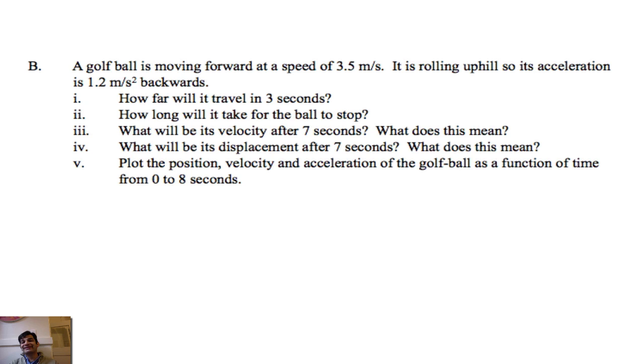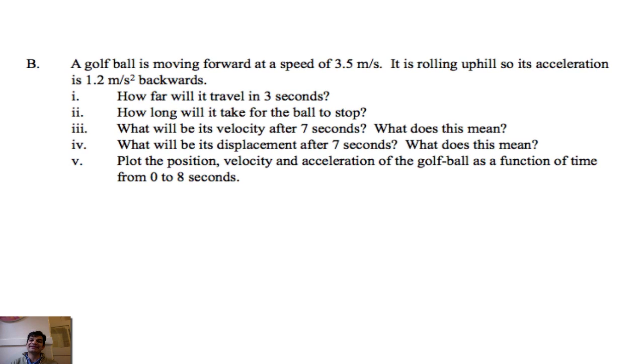So now we have letter B, which I made you all do in class. What I just realized is I want to have a calculator ready to go. So let me get that going, and then we'll jump in and do this. All right, so we have a golf ball moving forward at a speed of 3.5 meters per second as it rolls uphill, so its acceleration was 1.2 meters per second backwards.